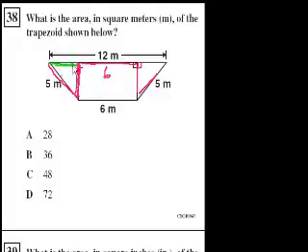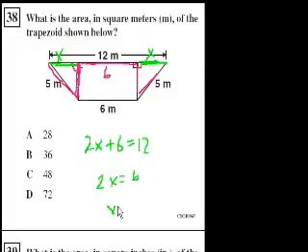What's the length of these two green sides? Let's call it x, right? Well, we know that when you add x plus 6 plus x, it has to equal 12, that whole top part. So you get x plus x is 2x, plus 6 is equal to 12. 2x is equal to 6, x is equal to 3.